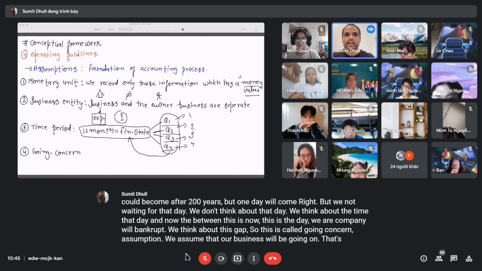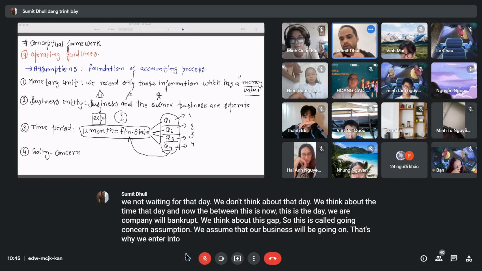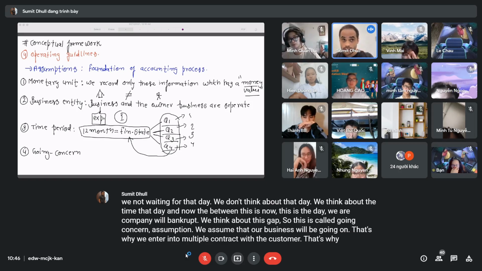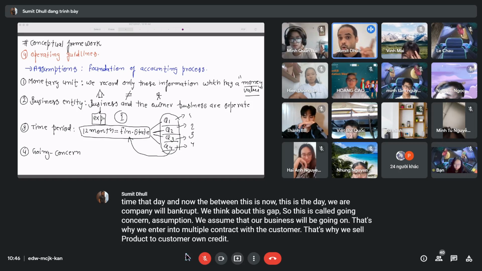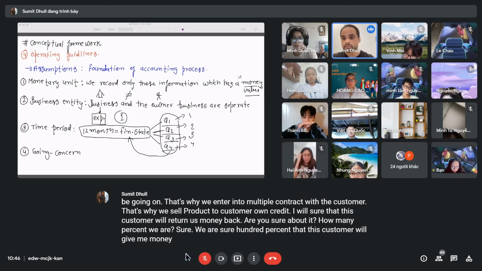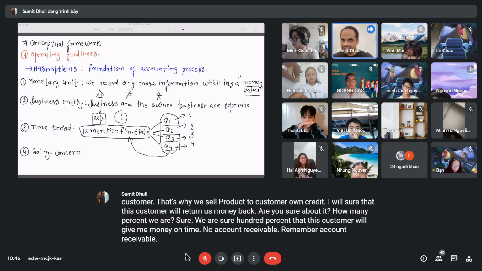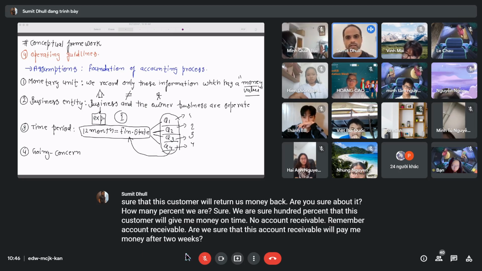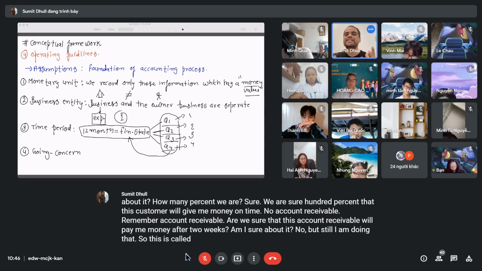That's why we enter into multiple contracts with the customer. That's why we sell product to customer on credit. Are we sure that this customer will return us money back? Are we sure about it? How many percent are we sure? Are we sure 100% that this customer will give me money on time? No. Account receivable. Remember account receivable? Are we sure that this account receivable will pay me money after 2 weeks? Am I sure about it? No. But still I am doing that. So this is called going concern assumption.